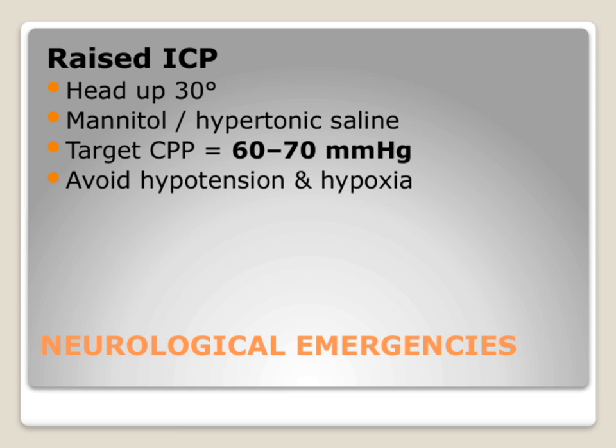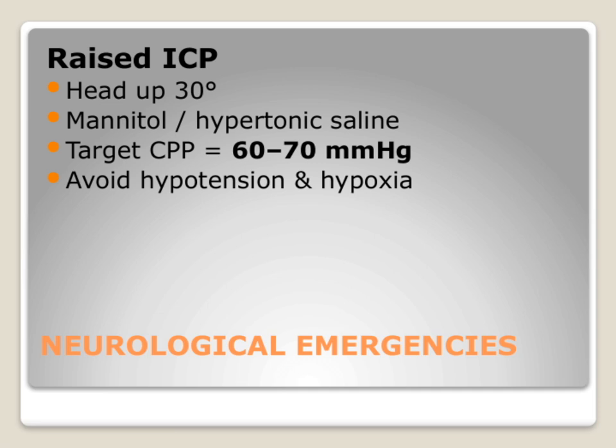One effective measure is to keep the patient's head elevated to about 30 degrees. This position helps facilitate venous drainage from the brain, which can help lower ICP. Additionally, administering osmotic agents like mannitol or hypertonic saline can be very effective. These agents work by drawing fluid out of the brain tissue and into the bloodstream, thereby decreasing swelling and pressure.